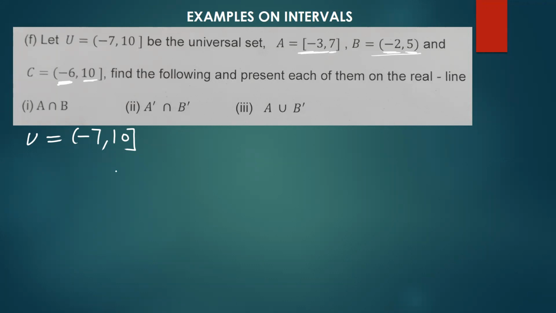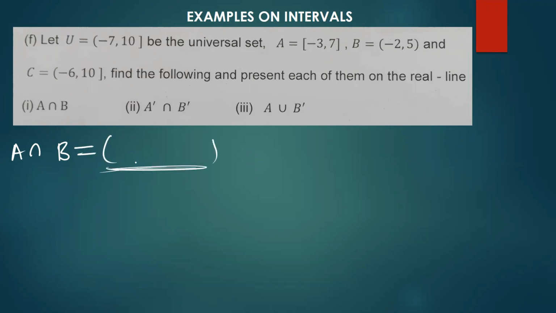Let's see what we can do. So let's first find A intersection B. I'm going to show you two methods. The first method will be the use of the number line, which is the simplest method. The second method is the inspection method. By inspection, you can simply write the final answer there without even drawing the number line, and then at the end, after writing the final answer, you draw the number line.